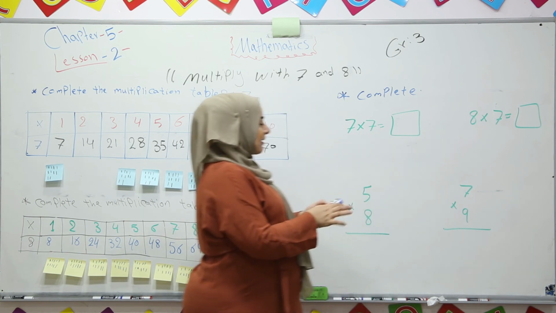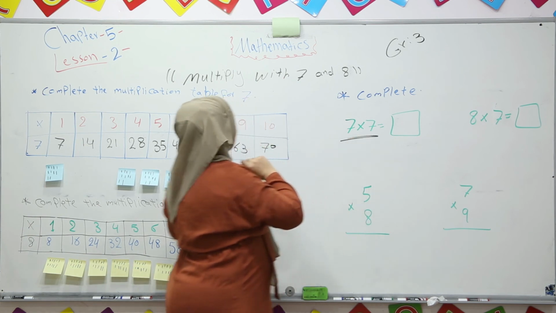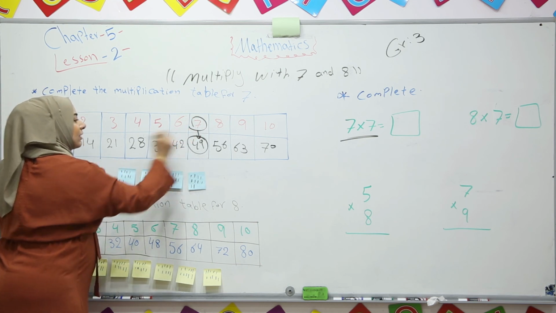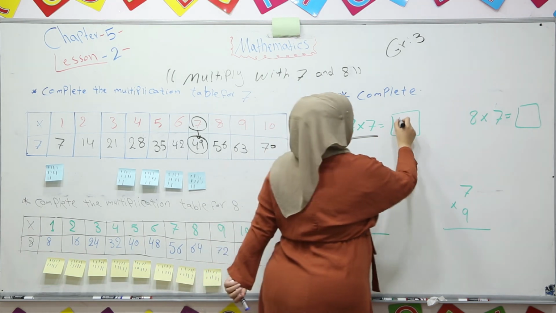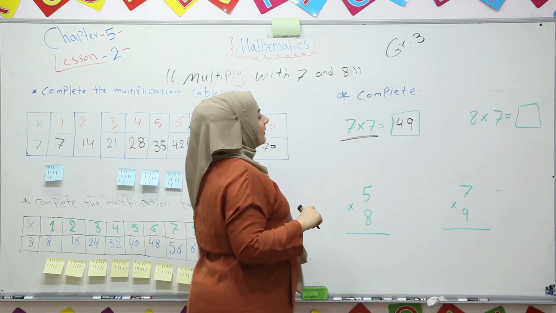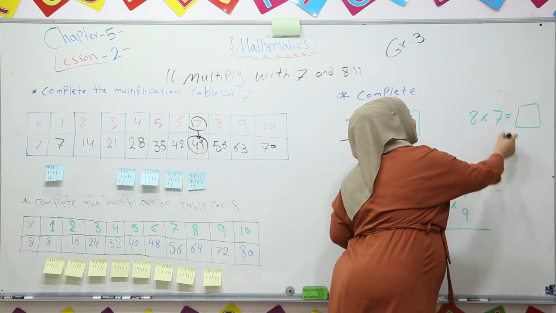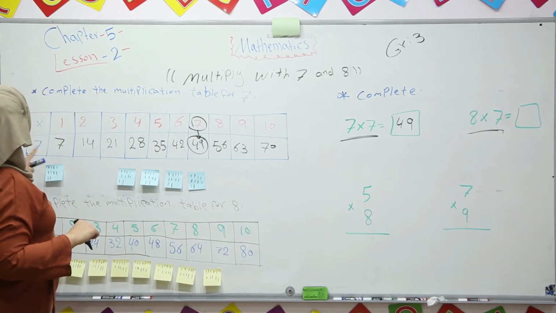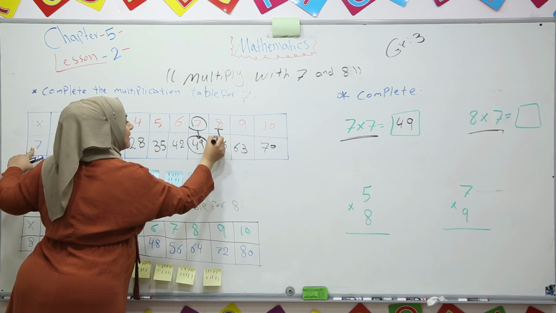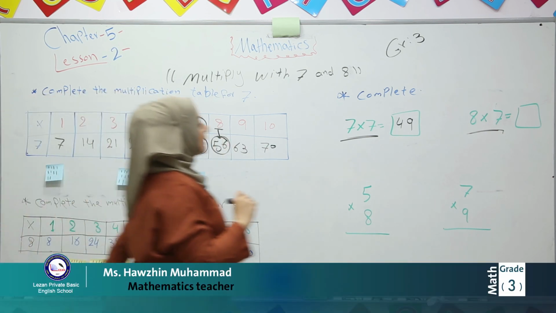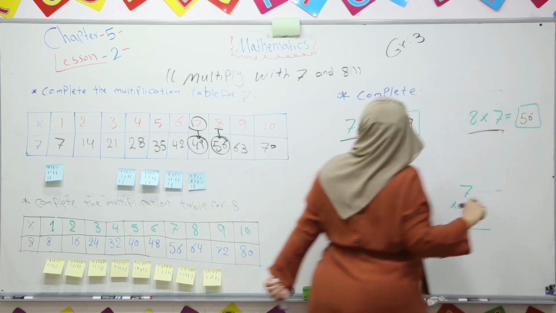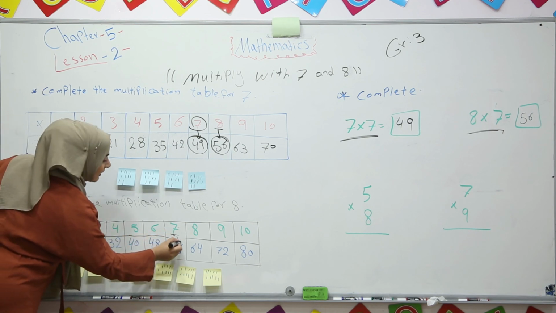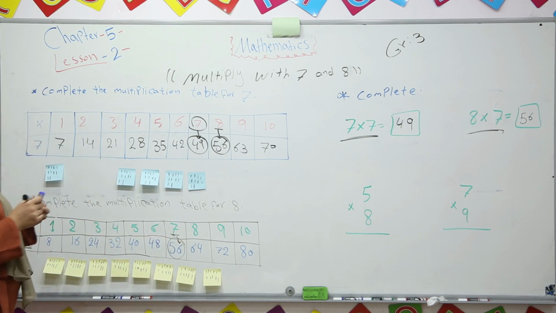7 times by 7. It is the times table of 7. 7 times by 7 equals 49. So the answer is 49. 8 times by 7. It is the times table of 8 and it's also the times table of 7. 8 times 7 is 56. Look at here. We can also find it in the times table of 8. 8 times 7 is 56. It is the same answer.